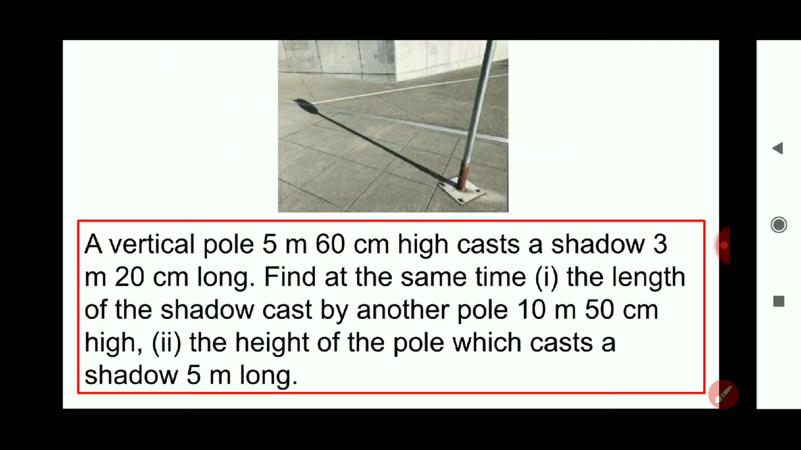Now, a vertical pole 5 meters 60 centimeters high casts a shadow 3 meters 20 centimeters long. Find at the same time the length of the shadow cast by another pole 10 meters 50 centimeters high. Second question. The height of the pole which cast a shadow 5 meters long.